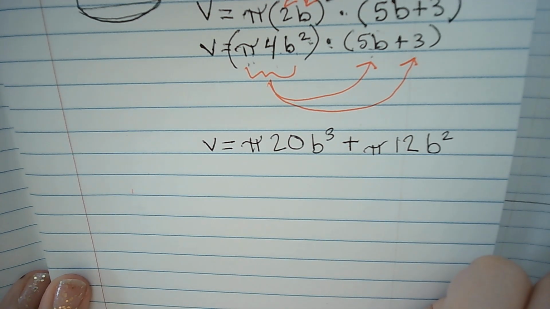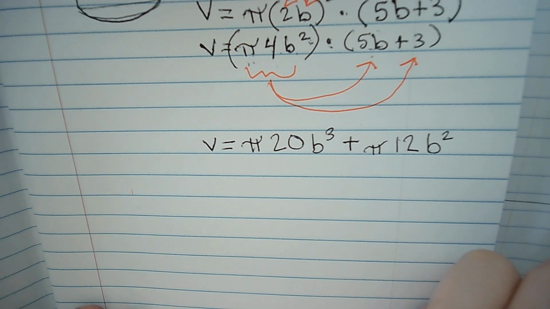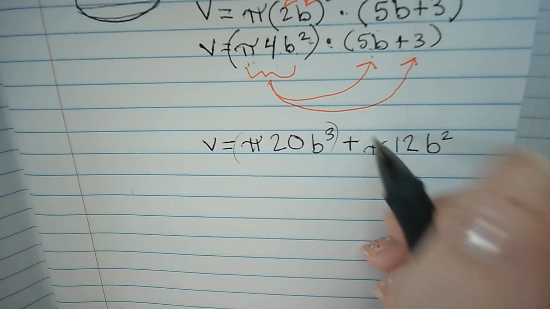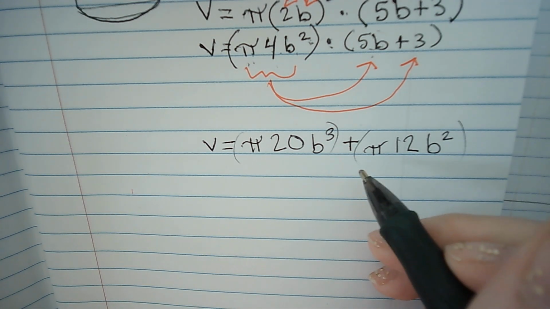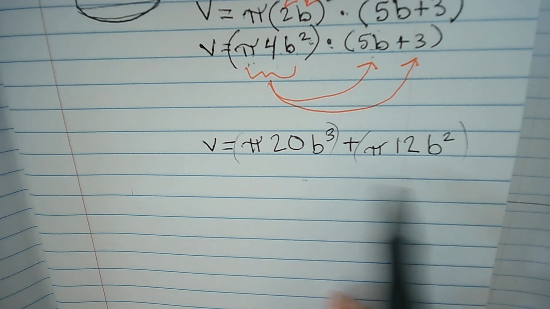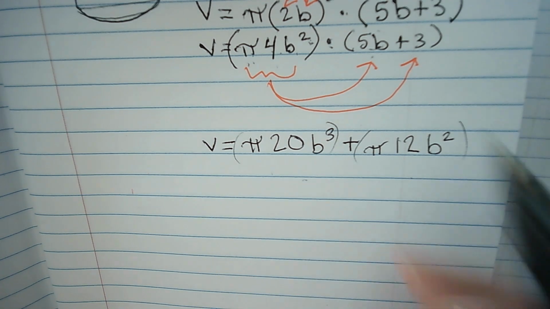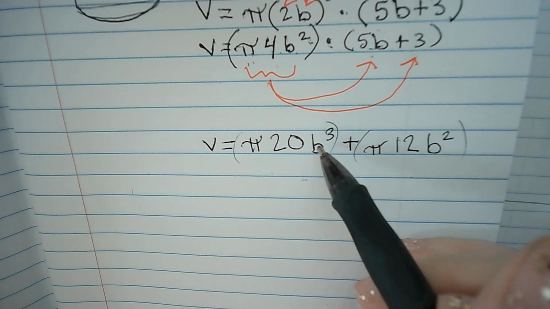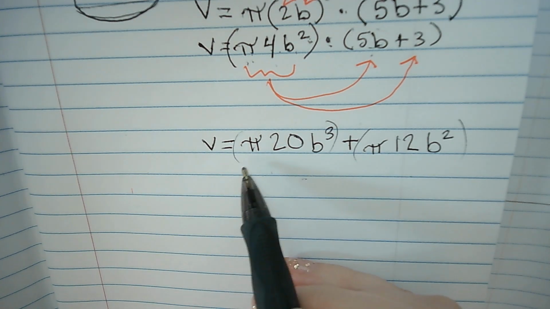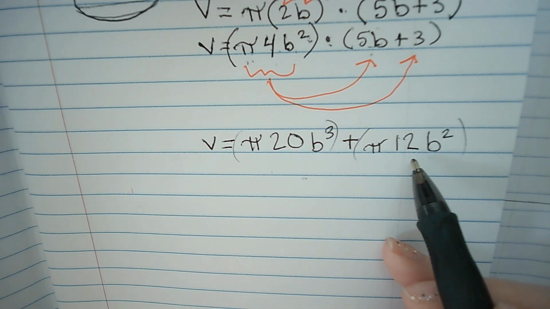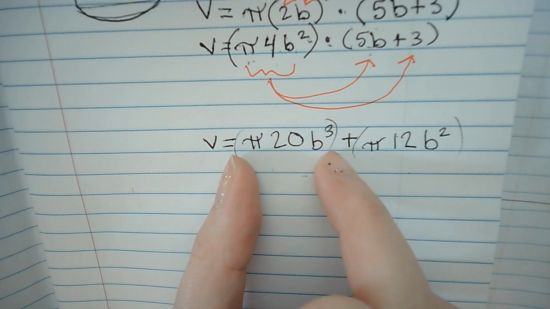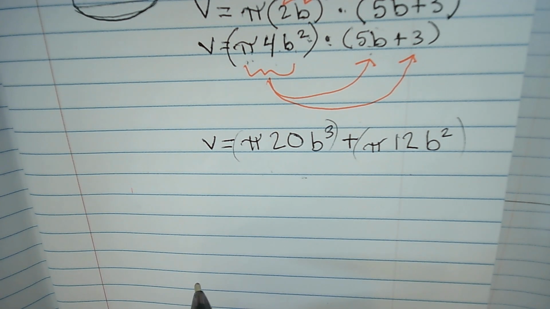So now we're trying to figure out, is there anything I can combine? This is one entity. This is one entity. We have a plus sign in between. If it were multiplied, we could combine some stuff, but we don't have a multiplication right now. So this is how we're going to end it, because we can't combine b squared with b cubed. They're different animals. They're different entities. 20 is stuck to pi and b cubed, so we can't do anything with 12 and 20 because they are their own things. So now I'm going to look at my answer choices.